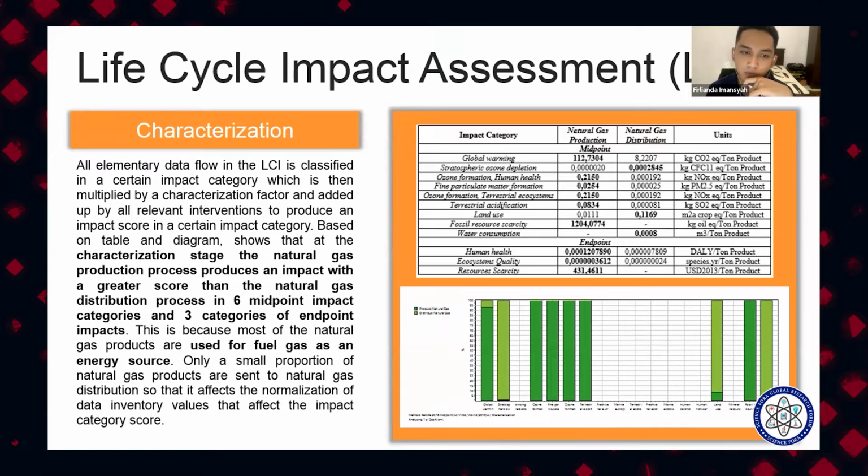a greater impact score than the natural gas distribution process in 6 midpoint impact categories and 3 categories of endpoint impact. This is because most of the natural gas product is used as fuel gas, as an energy source. Only a small portion of the natural gas product is sent to natural gas distribution, so that affects the normalization of the data inventory value that affects the impact category score.